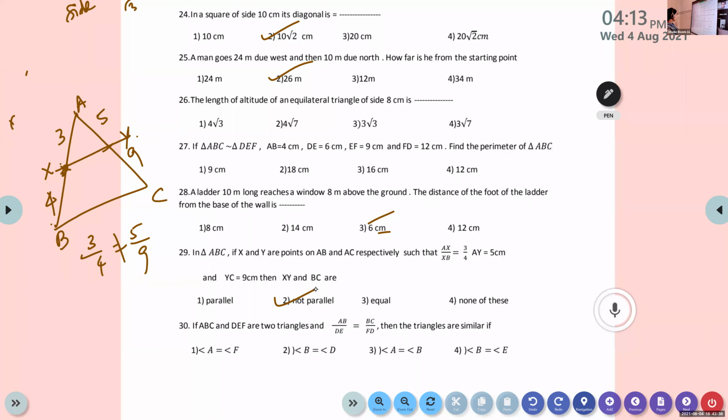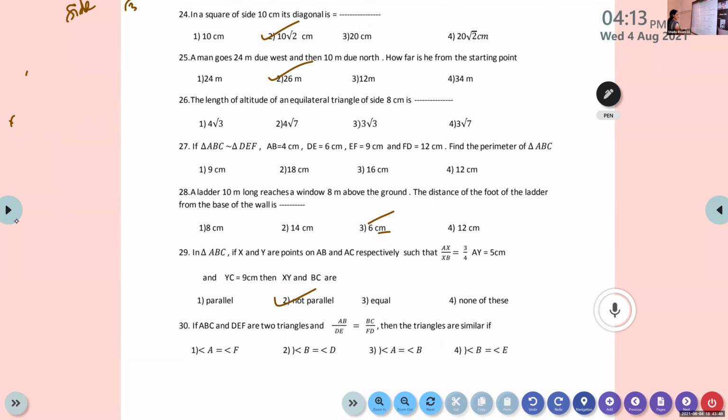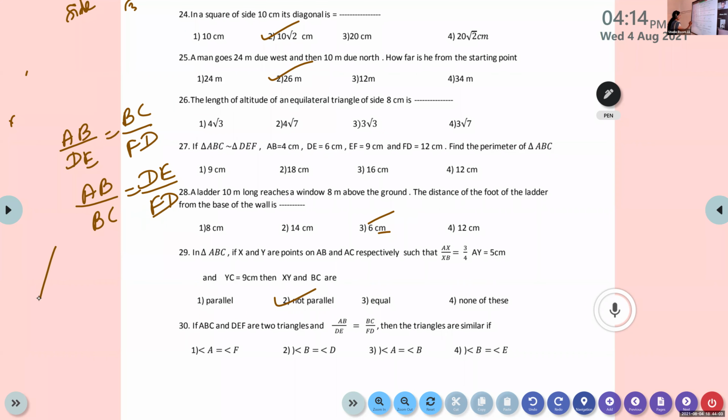Look at the next one. If triangles ABC and DEF are two triangles such that AB by DE is equal to BC by FD, you can rearrange it, because ABC is one triangle and DEF is the other triangle. So AB by BC is equal to DE by FD. So these two triangles will be similar.